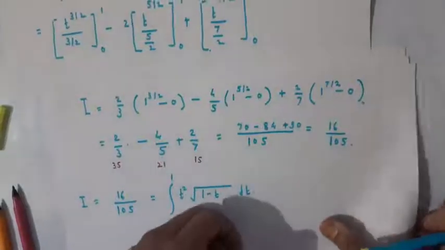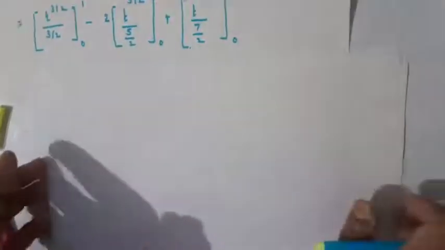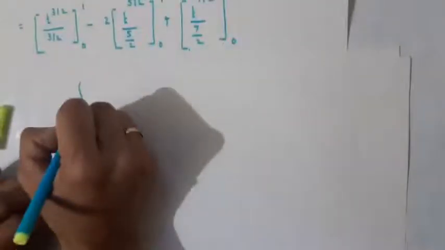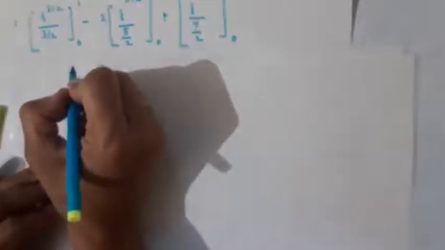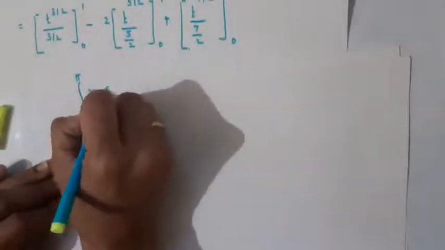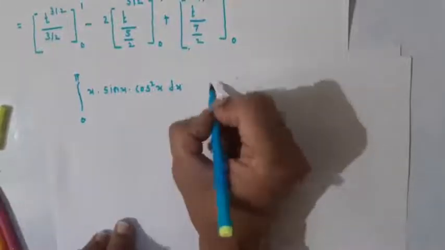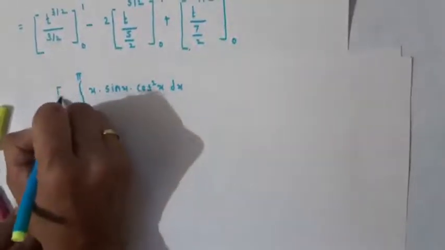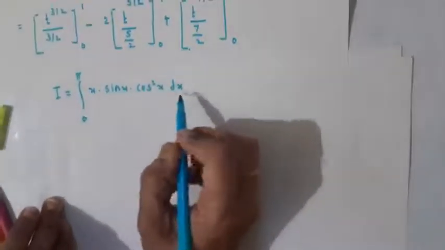Okay students, now let us solve the last example of this chapter. The problem is that evaluate integral 0 to pi x into sine of x into cos square of x with respect to x. Okay, and here let I equal to integration of 0 to pi x into sine x cos square x.